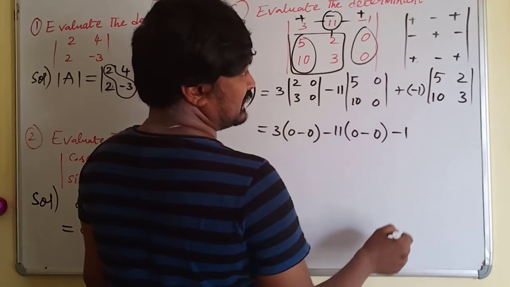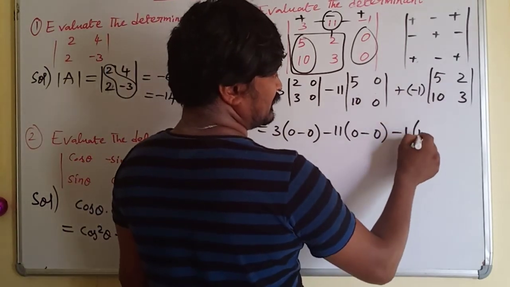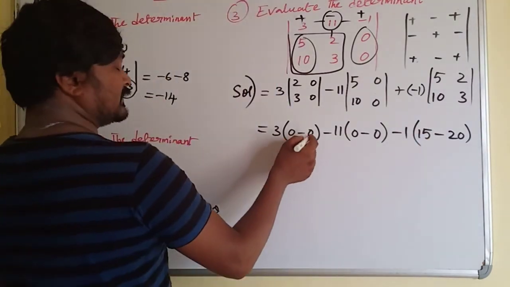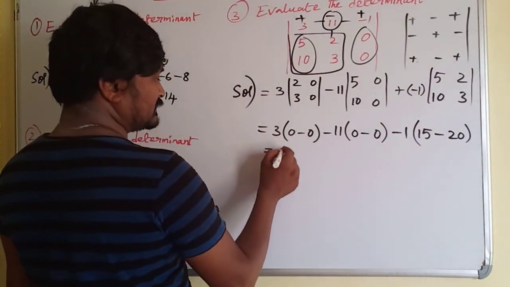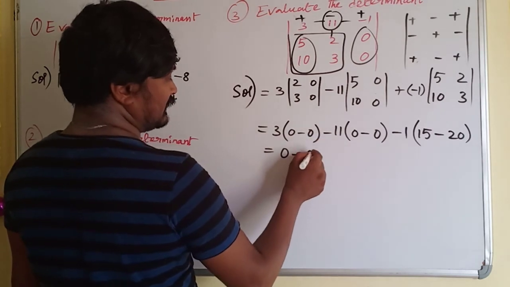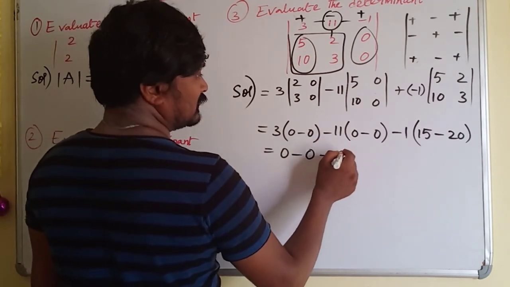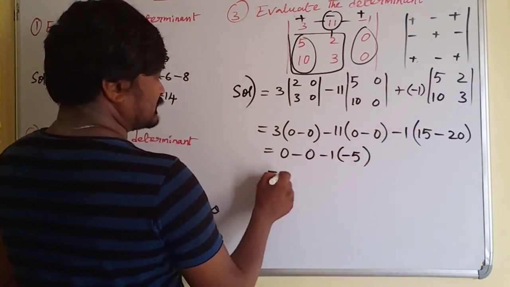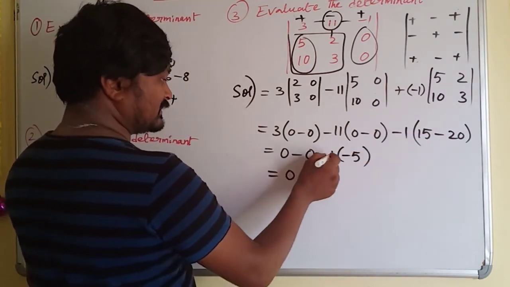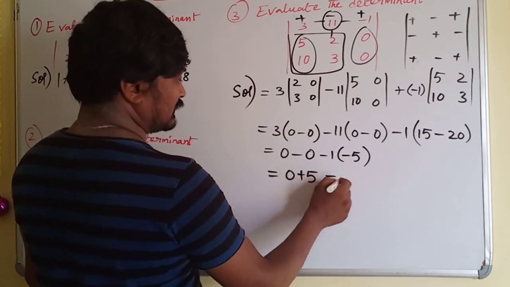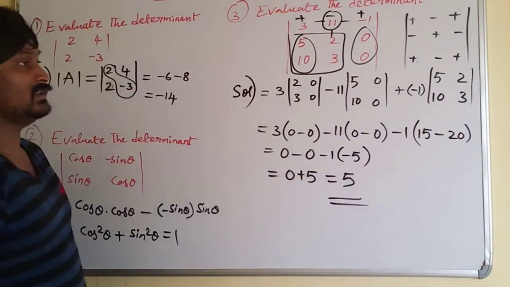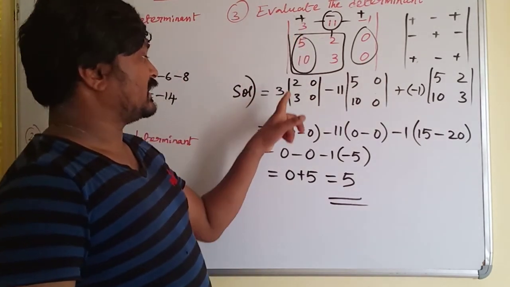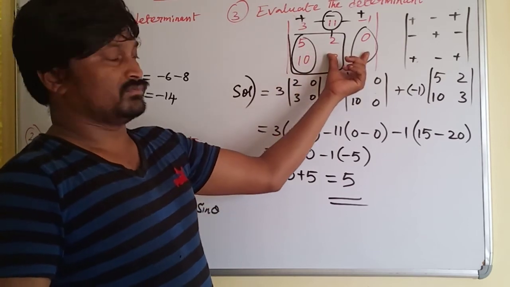Plus into minus, minus, minus 1, and here 5, 3, 15, minus 10, 2, 0, 20. Now 0 minus 0, 0, 0 into 3, 0, minus 10 into 11 into 0, 0, minus 1, minus 15 minus 20, minus 5. 0 minus 0, 0, minus into minus, plus 5. That is nothing but the answer, simple. Very simple, remember how to write. First write this 3, and then these 2.